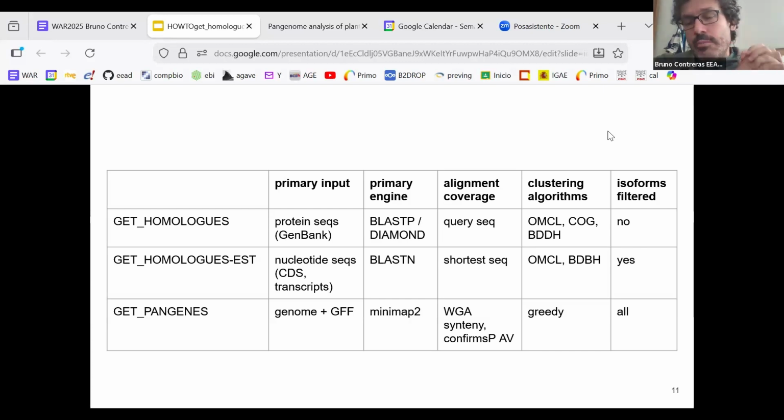The clustering algorithm in this case is a greedy algorithm which is comparable to the bidirectional best hit. And in this case, isoforms are not filtered because the computation is done at the genome level. So when you actually get to the step of producing clusters of genes, all isoforms are taken.